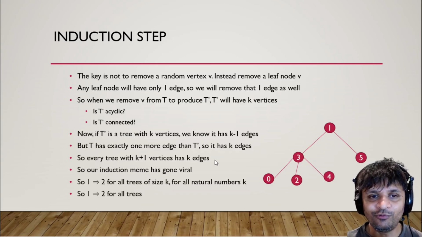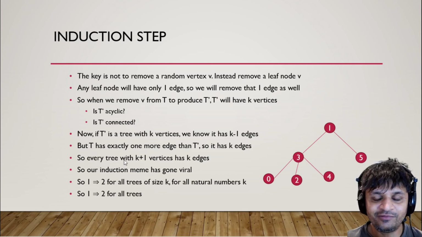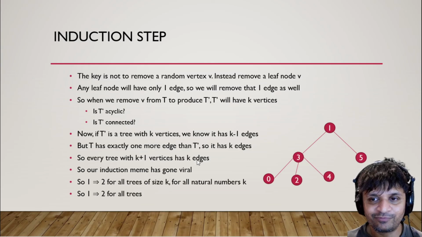Now remember, when I removed V, I said it had exactly one edge that I removed with it. So that means T has just one more edge than T prime. And T prime has k minus 1 edges. So that means T has k edges, right? Just one more. And the only thing I assumed about T was that it was a tree with k plus 1 vertices. So that means it's true of every tree because I haven't made this specific. So every tree with k plus 1 vertices has k edges.